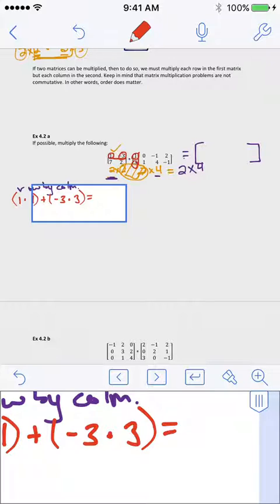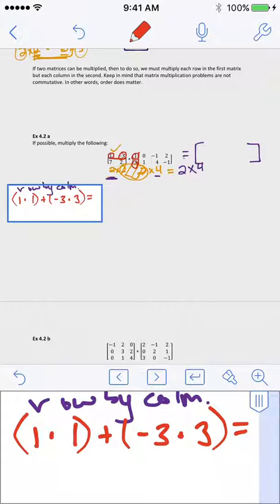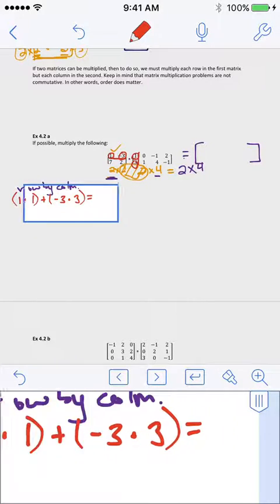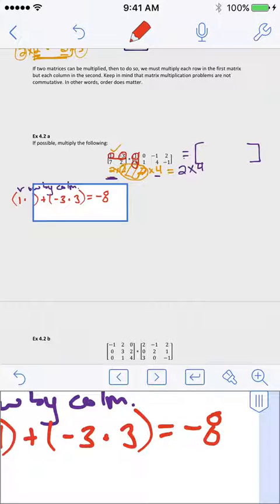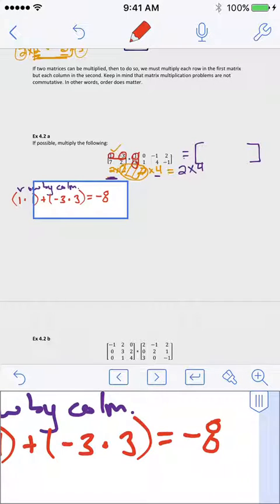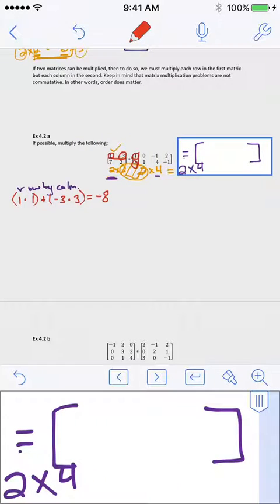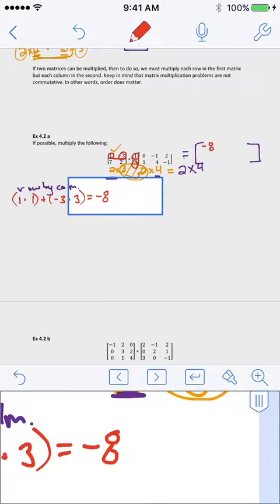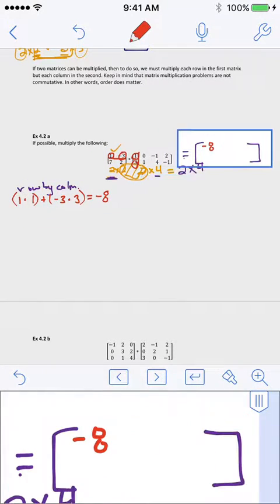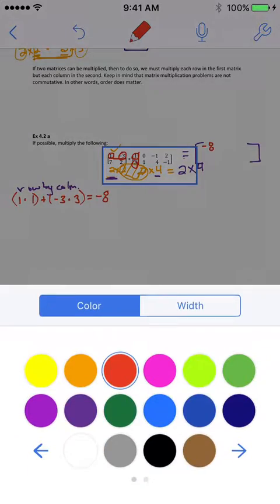When I do that, I get 1 times 1 plus negative 3 times 3 is negative 9, or negative 8. Now negative 8 is going to be exactly what I just multiplied. So if I multiplied the first row by the first column, that is going to end up in the first row, first column. See how that happened? So first row times the first column gives me my first row, first column. Let's try that for the second row.